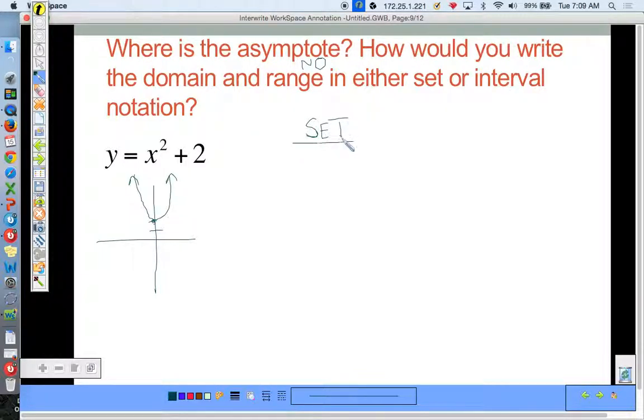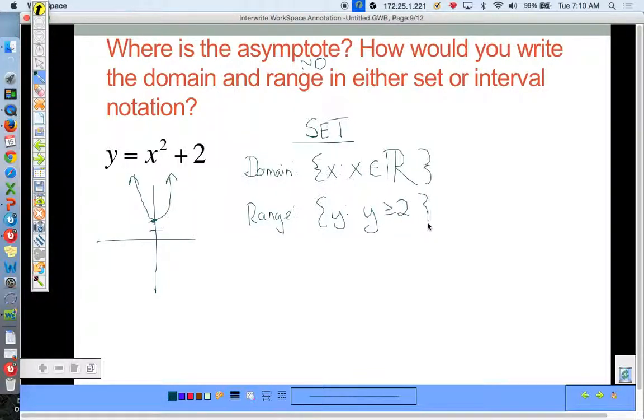So our set notation for the domain would be x such that x is an element of the reals, because x can be any real number. And then our range, it's a lot of symbols here, our range in set notation would be y such that y is greater than or equal to 2. Now if we were to write this in interval notation, since our domain can be anything, we'd put parentheses -infinity to +infinity, and our range can include 2, so 2 to infinity.